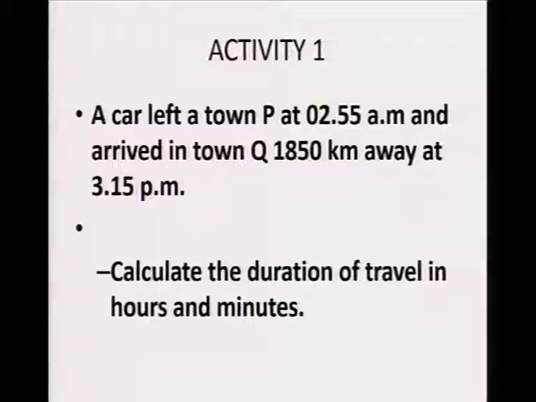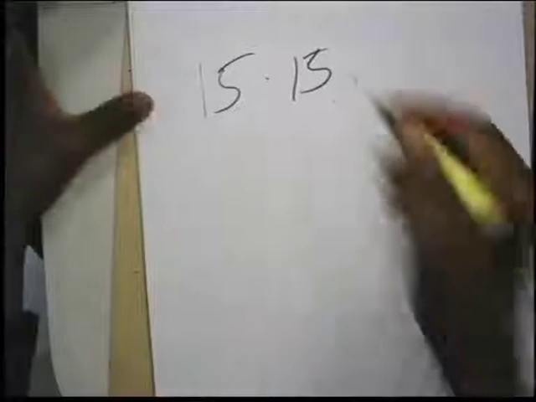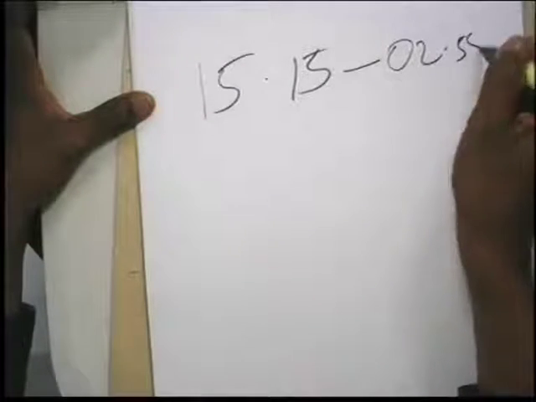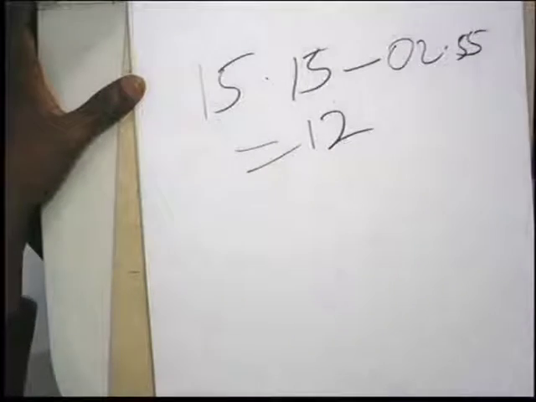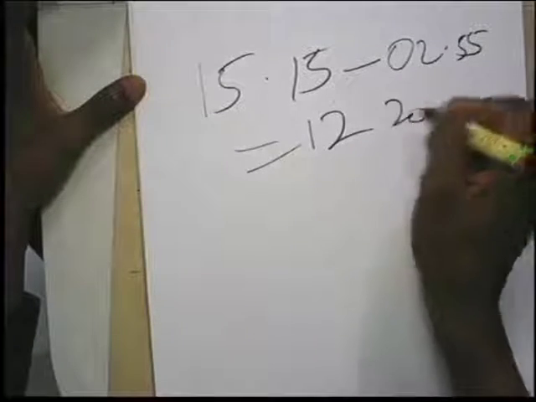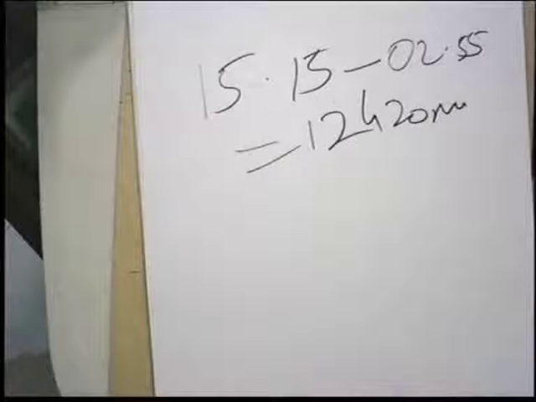When you look at it, between the time it took off and the time it arrived, you will agree with me that it arrived at 3:15 in the afternoon, and it left at 2:55 in the morning. So when you subtract, the answer will definitely give you 12 hours 20 minutes when you look at the arrival time.